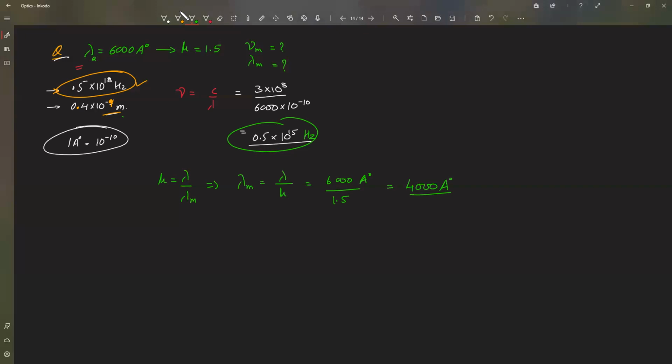So that is 4,000 into 10 to the power minus 10 meters. You can leave it here itself, or if you are trying to find it in meters, this will be 4 into 10 to the power minus 7 meters. Correct? So be careful about this.